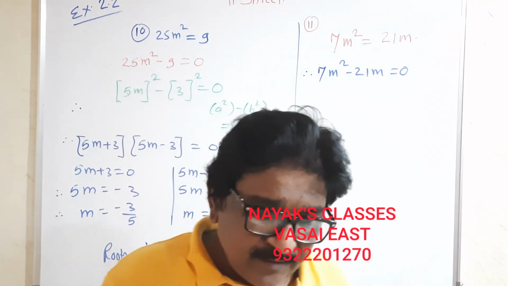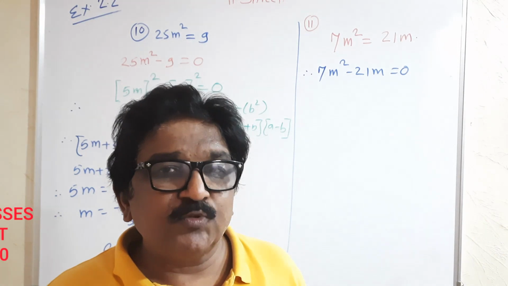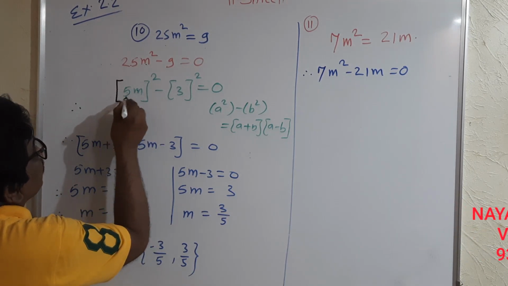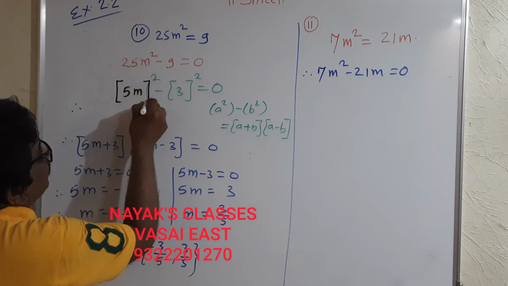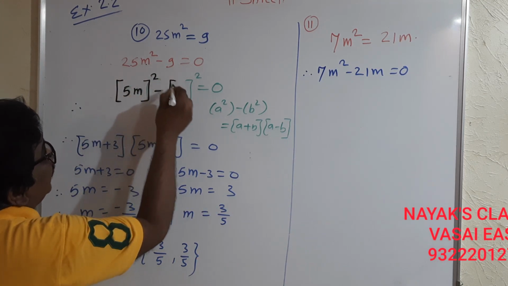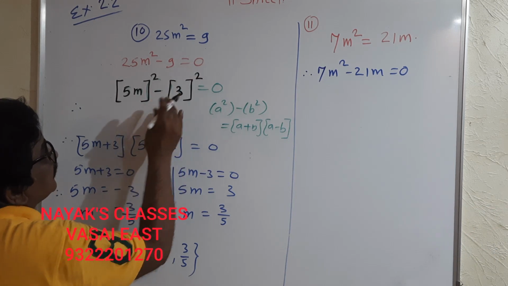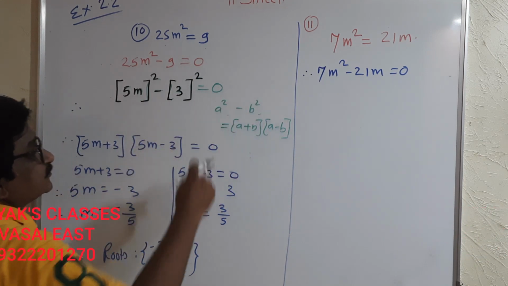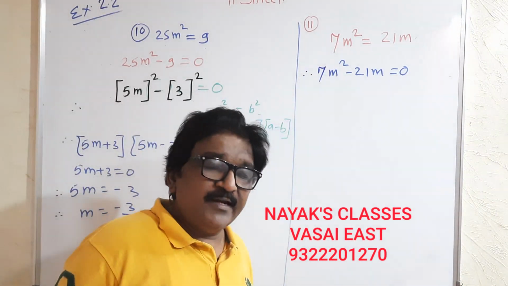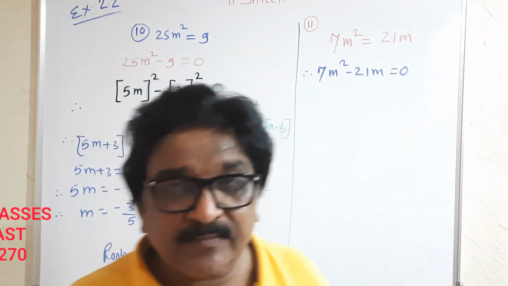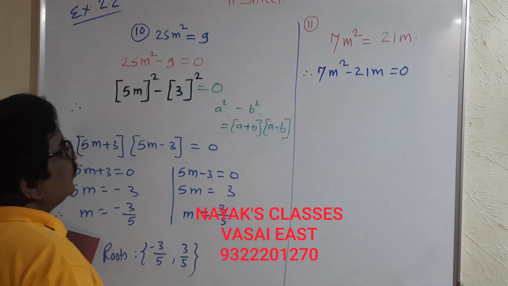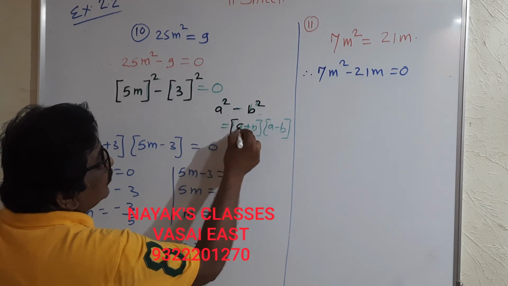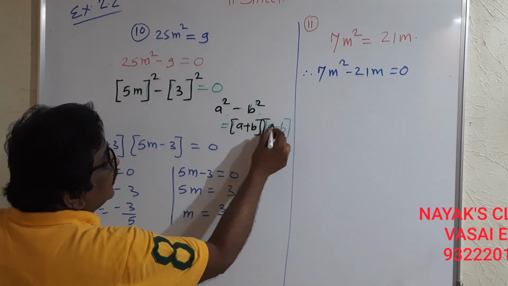25 is the square of 5 and m square is the square of m. So we have rewritten it as (5m) the whole square minus 9, which means 3 square. This is nothing but the identity a square minus b square. When we expand it, a square minus b square is equal to (a plus b)(a minus b).